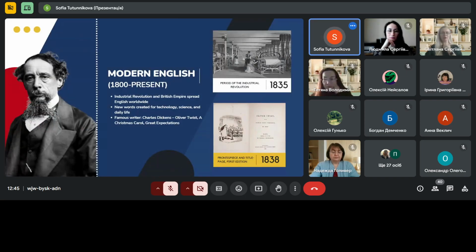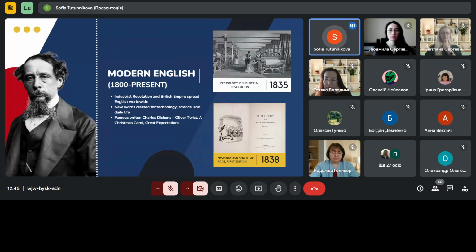Modern English. With the Industrial Revolution and the British Empire spreading English worldwide, the language grew even more. New words were created for technology, science, and everyday life.